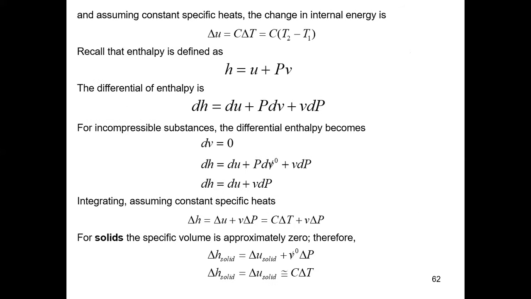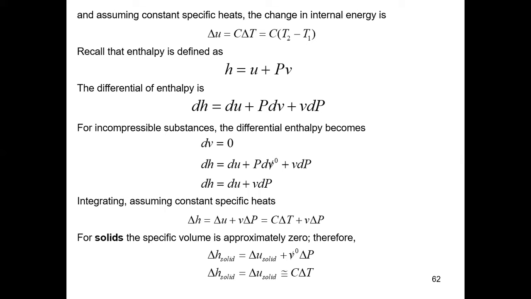And we plug it in. So for the change in internal energy for an incompressible substance, dv is 0. dH is equal to du plus pdv plus vdp. Change in volume is 0, so dH is du plus vdp. Integrating, change in enthalpy is change in internal energy delta U plus V delta P. What is delta U? C times delta T.